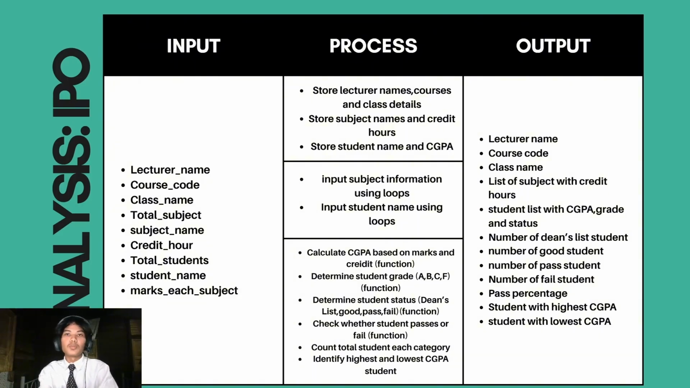So this is our output. Our output will be our final result. So what will be displayed? The display is lecturer name, course code, class name, list of subjects with credit hour, student list with GPA, grade and status, number of students, number of good students, number of passed students, number of failed students, pass percentage, student with highest GPA, and student with lowest GPA.